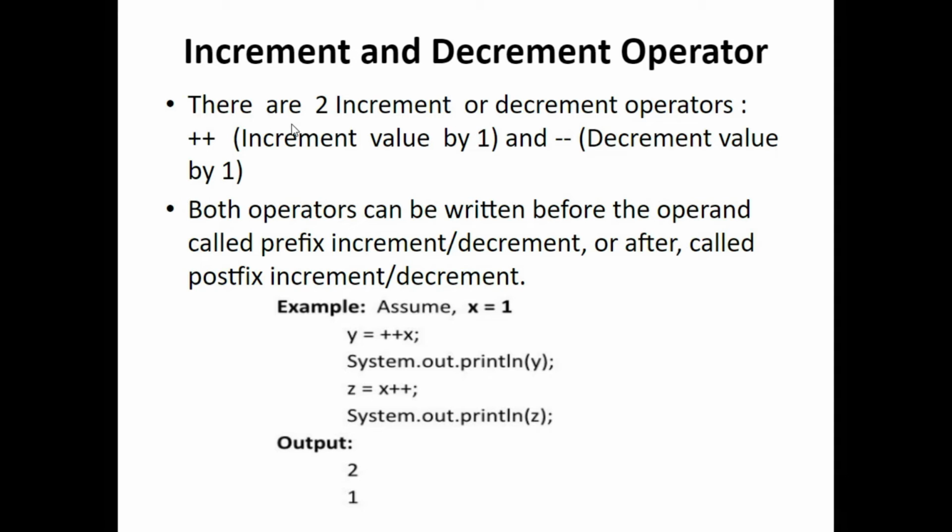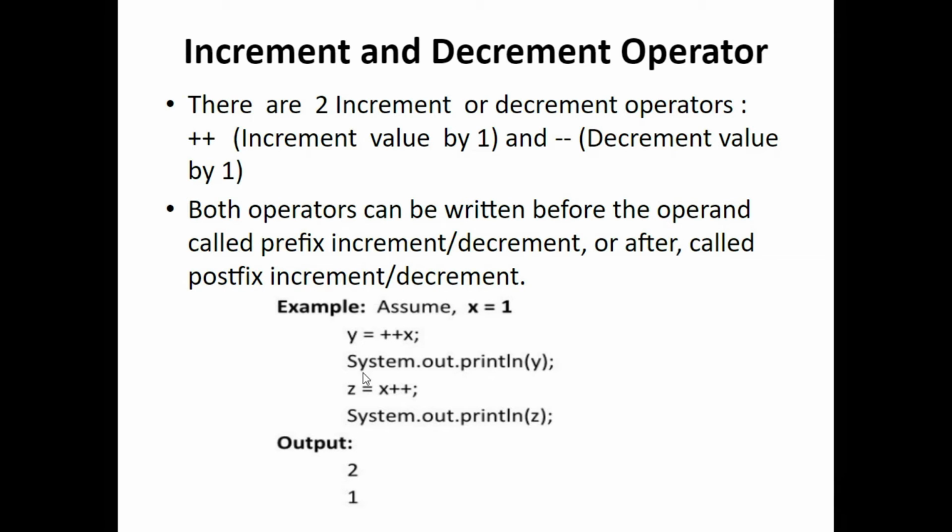Next thing is increment and decrement operators. There are two increment or decrement operators, plus plus and minus minus. Plus plus means it increments the value by 1 and minus minus means it decrements the value by 1. Both operators can be written before the operand, which is called prefix increment or decrement, or after the operand, which is called postfix increment and decrement. Assume that x is equal to 1, then y is equal to plus plus x.